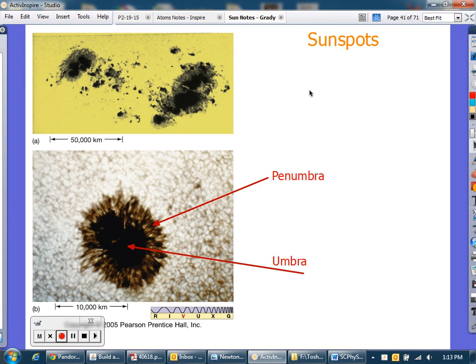You have two identifiable regions. The central area, which is darker, is identified as the umbra, and the outside around it is called the penumbra. If you remember back to eclipses, we had that same terminology. The darkest region of an eclipse is the umbra, and the not-as-dark is the penumbra. So here you can clearly see umbra, penumbra.